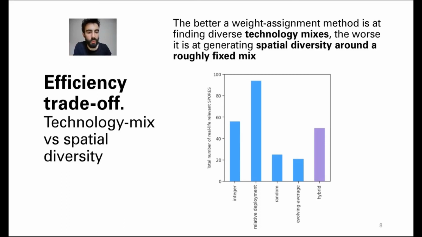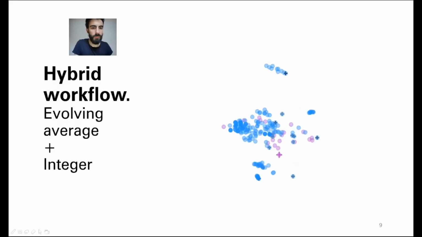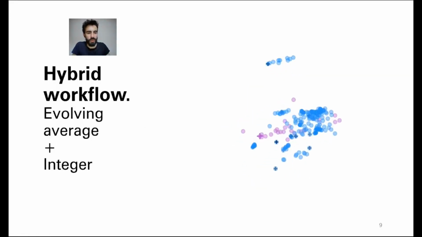a hybrid one. For instance, one that uses the evolving average method for the initial basic run of spores to explore quickly many relevant technology mixes, and the integer method to generate spatially distinctive alternatives from multiple search directions through parallel runs, in which the technological aspect is already handled explicitly through minimization or maximization of a specific technology. Such a workflow would look pretty much like this.